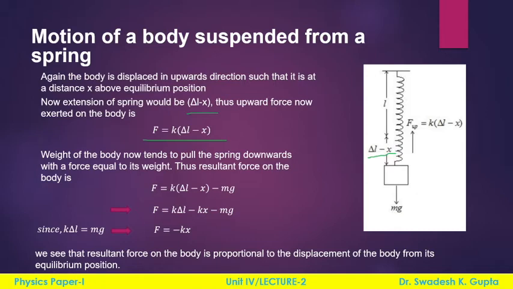Now the weight of the body will try to pull the spring downwards with a force equal to its weight, and so the resultant force on the body will be like this. And when we solve, we get F is equal to minus kx. So what we see here is that the resultant force on the body is proportional to its displacement from its equilibrium position, which we have already learned in lecture 1.